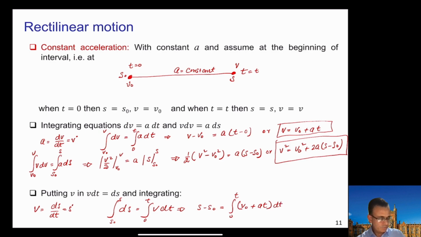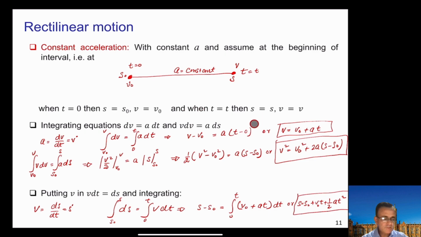So if you do this integration here, v naught is now constant. So first it will become v naught t, and this will become plus a t square by 2. So this means that we can write s is equal to s naught plus v naught t plus half a t square. So this is our third equation.